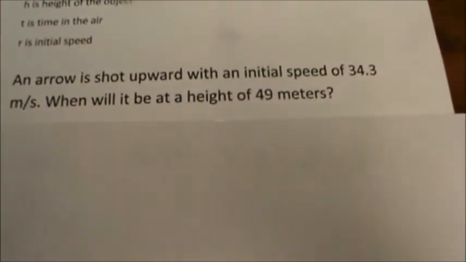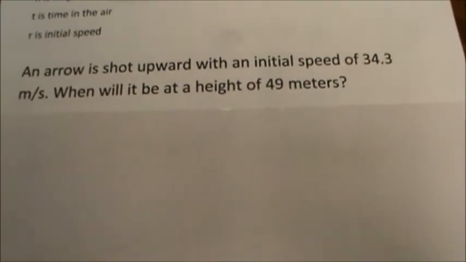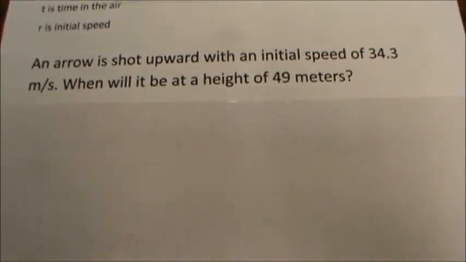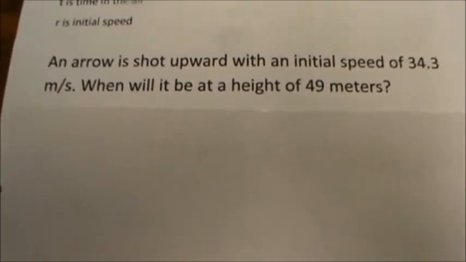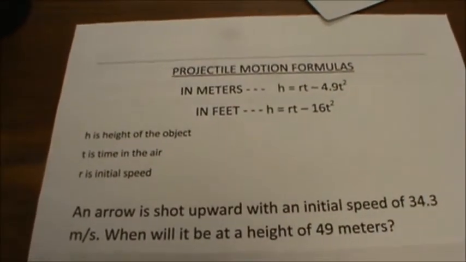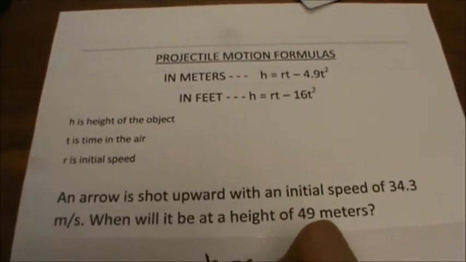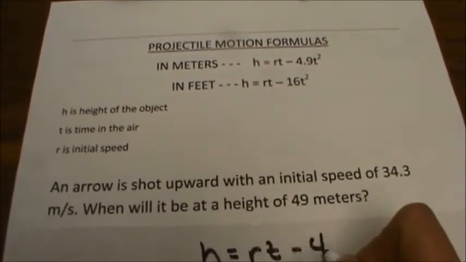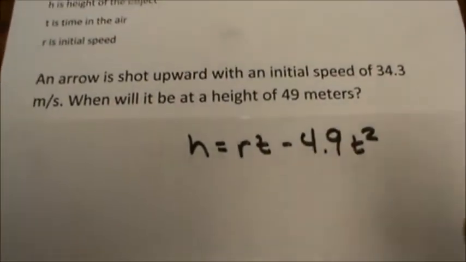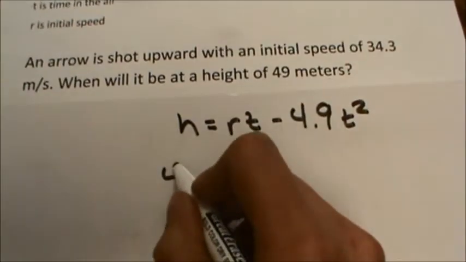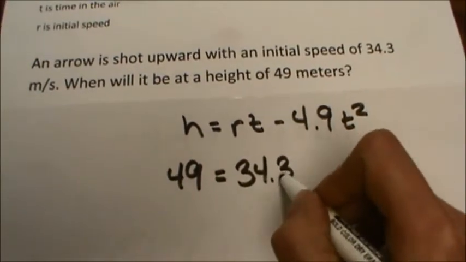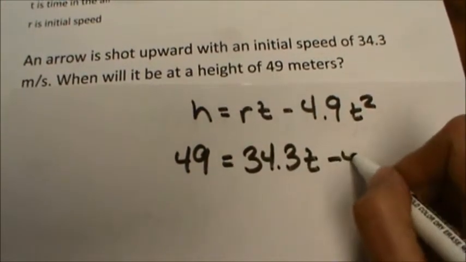When an arrow is shot upward with an initial speed of 34.3 meters per second, when will it be at the height of 49 meters? So again, I'm looking at meters being the unit in this problem. So I want this equation right here: h equals rt minus 4.9 t squared. Now, in this problem, height is 49 meters, and rate is 34.3 meters per second.